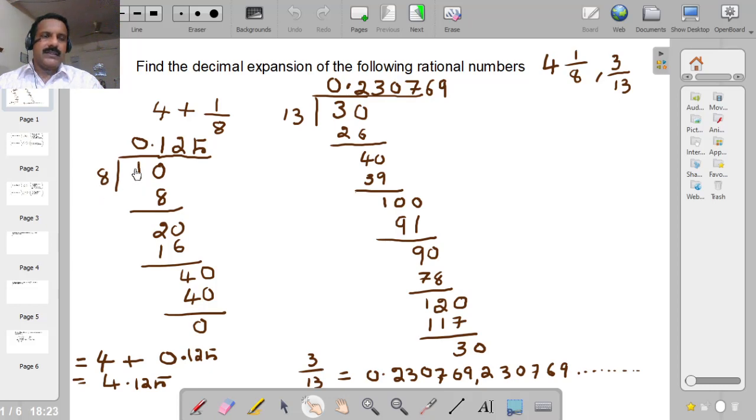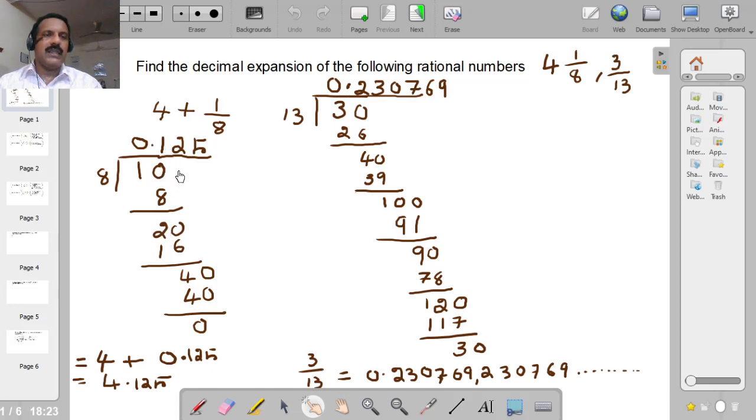So 1 cannot be divided by 8, so we cannot take an 8 from 1. So we will be adding a 0. Then we will be getting a 10 here, and in the result column we will be writing 0 and a decimal point. Then we can take 1 8 from 10. So we'll be writing a 1 here, and the remainder is 2.